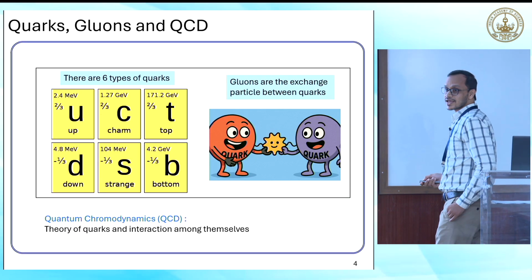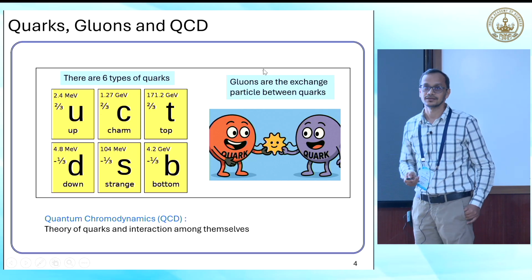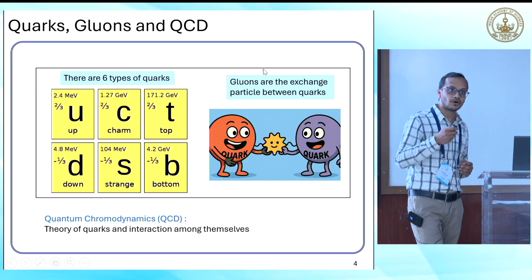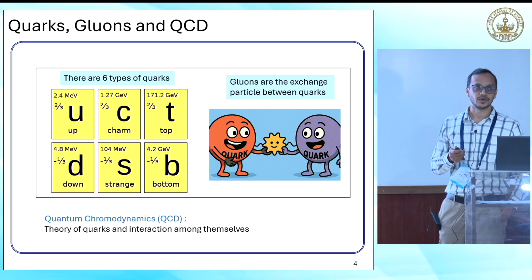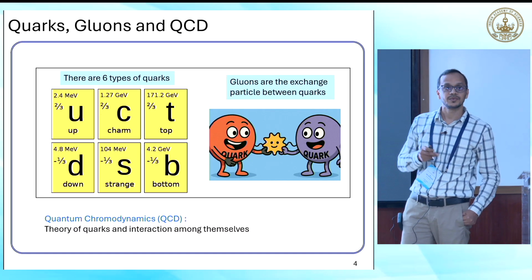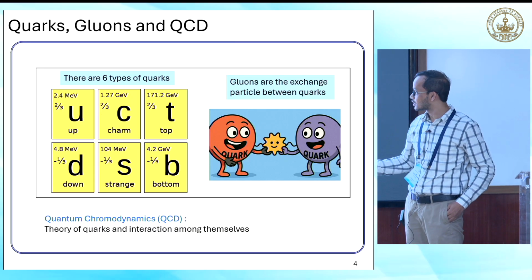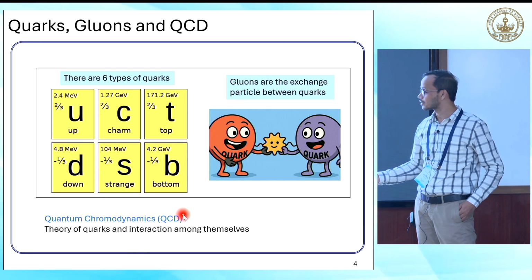And how do they interact? The quarks interact by exchanging a gluon particle. This is called the exchange particle. It also contains a color charge and it's massless. The quantum theory that describes the interaction between the quarks through the exchange of gluons is known as quantum chromodynamics. In short, it's QCD.